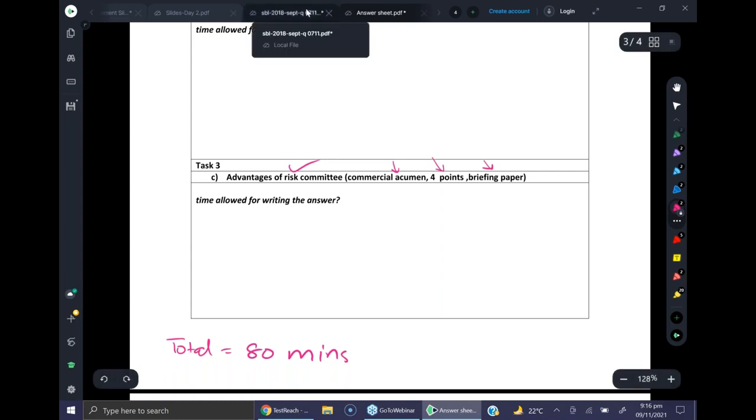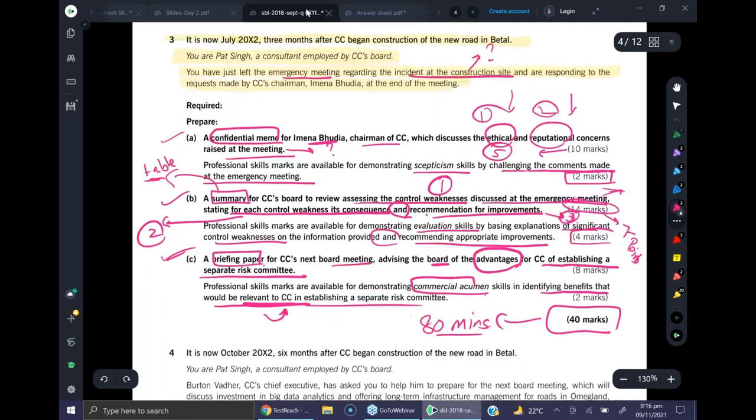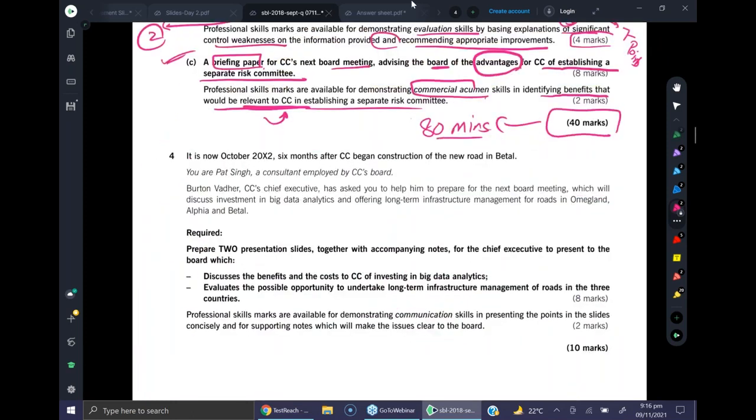So a very important requirement, I must say, 40% marks. The last requirement of the case study. So this case study has a total of 4 requirements.